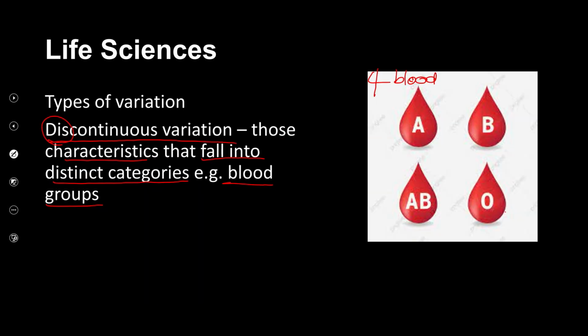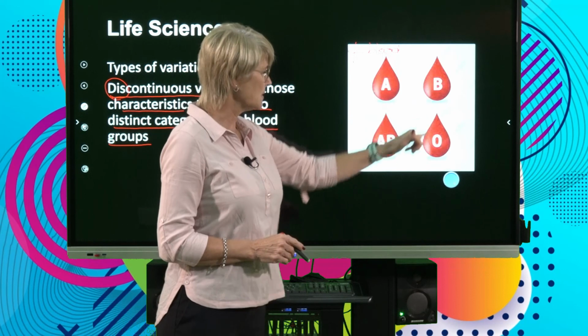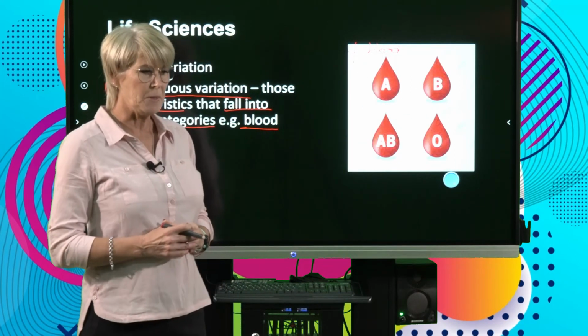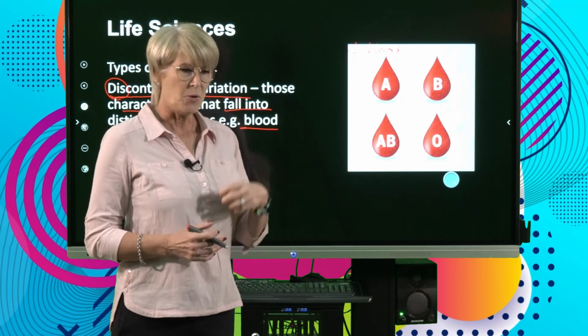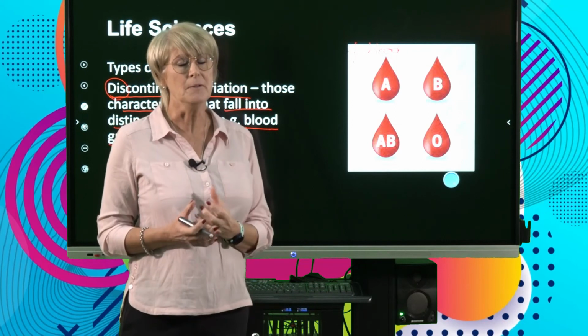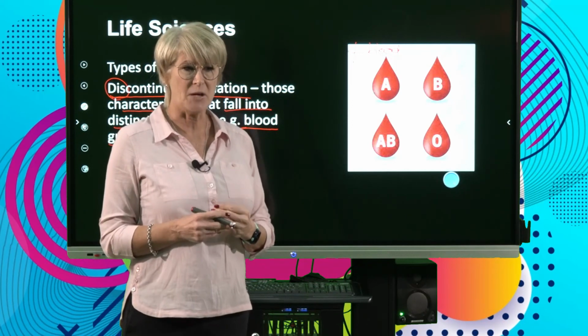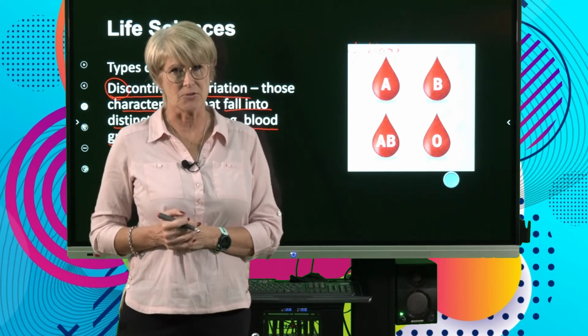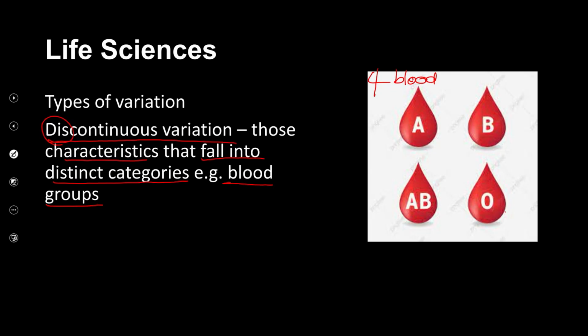Whereas discontinuous variation is those characteristics that place organisms into specific categories, like we see in blood groups. Another example would be birds of different colors, where you have green birds and blue birds and yellow birds. That would be an example of discontinuous variation, where they are placed in specific categories. So discontinuous variation places organisms in distinct categories, as we can see here with the 4 different blood types that we find in human beings.